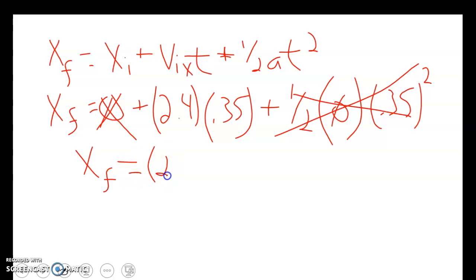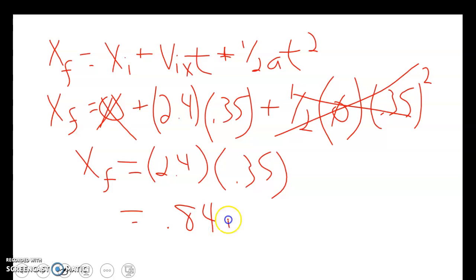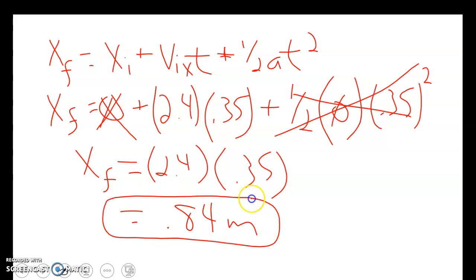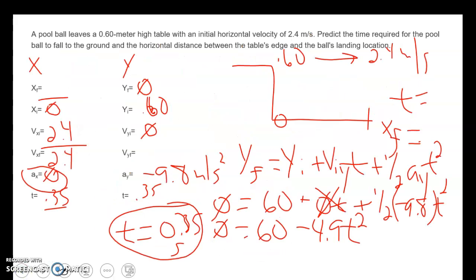So x final is essentially 2.4 times 0.35. And then I punch those numbers into my calculator, and I get 0.84 meters. And that tells me in the end how far it traveled in the horizontal to get that answer.